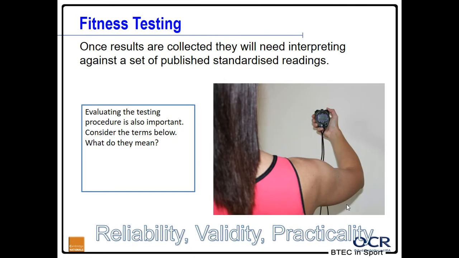So once results are collected, you need to interpret them, and you need to interpret them against a set of published standardized readings. We call this normative data, and that really helps you then to decide how good you are. Are you average, below average? Are you excellent, etc.?